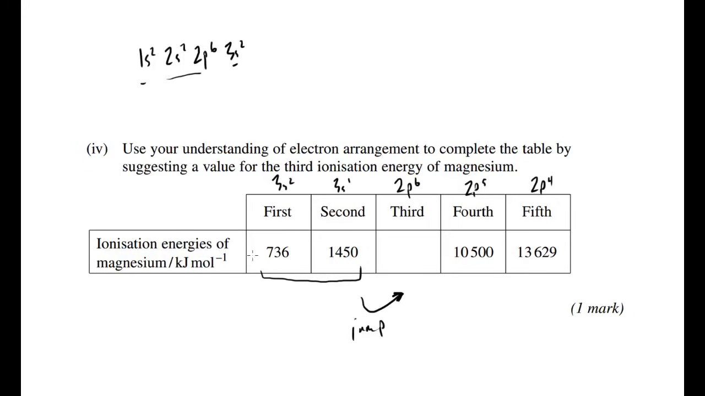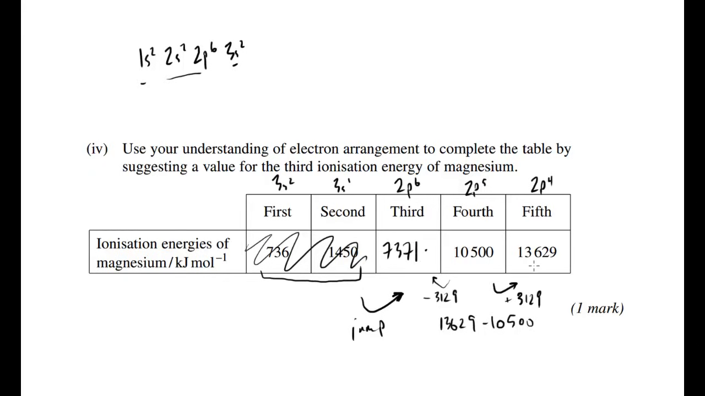In order to work this out, you can actually ignore these. It's these we were looking at. And we say, well, what's the difference between these? The difference is 1629 minus 10,500, which is roughly 3,100-ish. Yeah, 3,129. So we've got 3,129 going from there to there. So the way we work this out, we'll just take 3,129 off that, and that gives us a value of 7371.